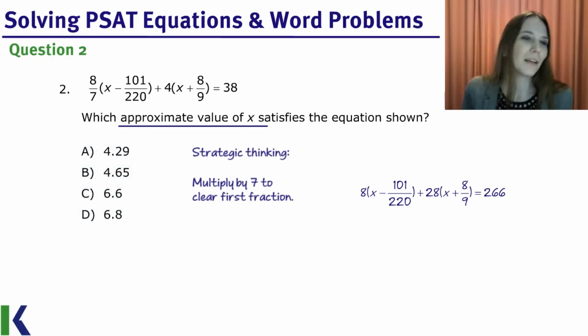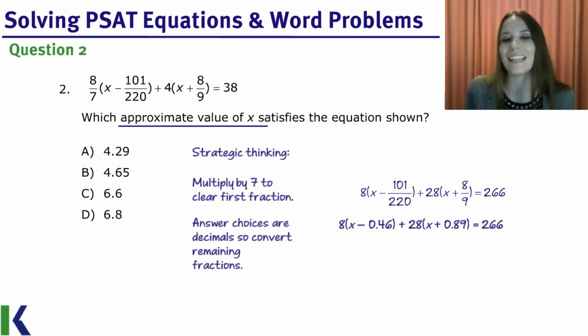Should you keep chugging along with 101 over 220 and 8 over 9, and let's try to distribute this 808 over 220? No, we don't want to do that. Again, the name of the game here is to make life simpler for ourselves. So since we know that this is a decimal question, this is likely to be a calculator question. So let's go ahead and turn those fractions into decimals. Now we've simplified this so that it's more calculator ready. Now we'll distribute the 8 across. Now we'll distribute 28 across.